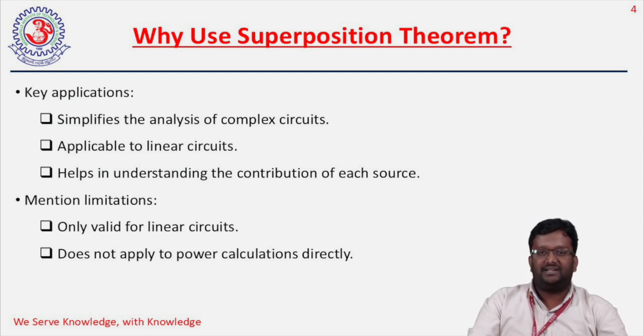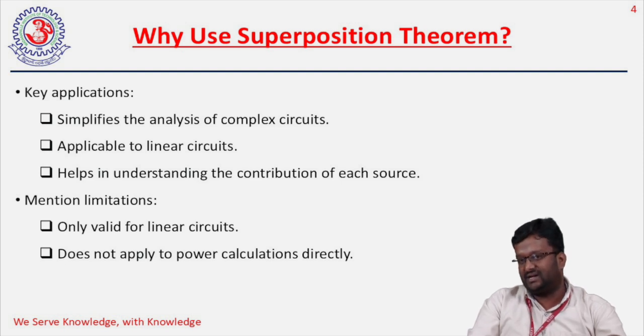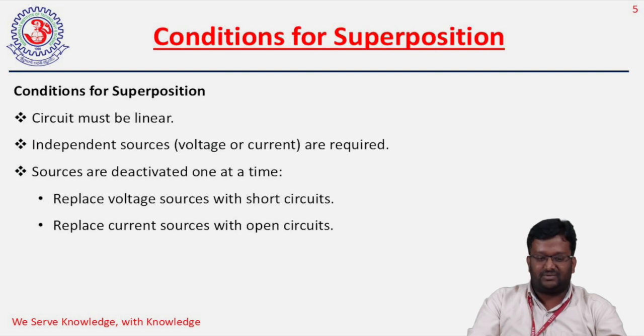So there are some limitations also. First, the superposition theorem is valid only for linear circuits. As well as by using the superposition theorem we can calculate the currents through a particular element, but we cannot directly apply the superposition theorem to calculate the powers in the DC circuits. Next we are going to see the conditions for the superposition theorem.